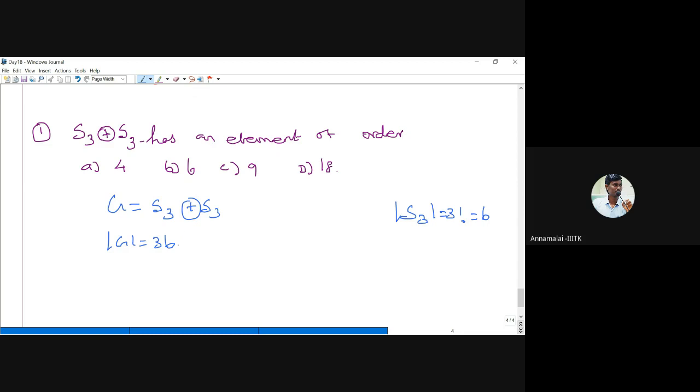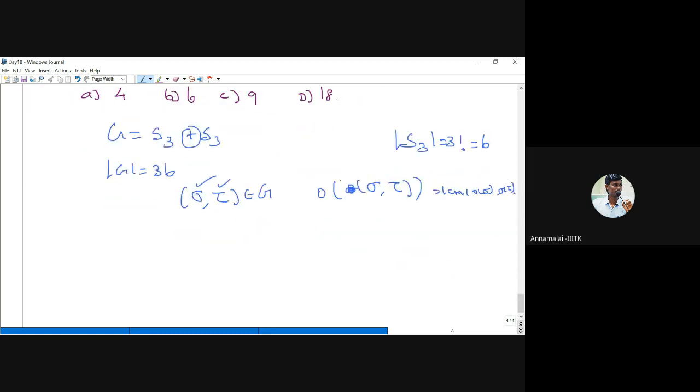Now, how the elements look like in G: they should be ordered pairs. So if you take any element in G, it is of the form sigma comma tau, where sigma is one permutation, tau is another permutation, all possible combinations. And we know how to find the order of any ordered pair. The order of any ordered pair sigma comma tau is nothing but the LCM of the order of sigma and the order of tau.